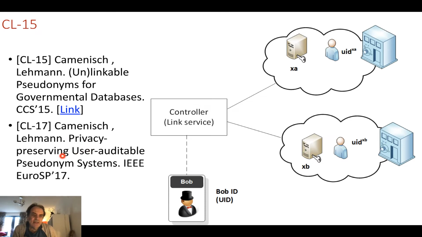So this paper expanded this to define an audit trail, so that Bob could actually see who was linking the systems, the two pseudo IDs, and it would have an audit system, and even the controller wouldn't be able to link two of the same links.